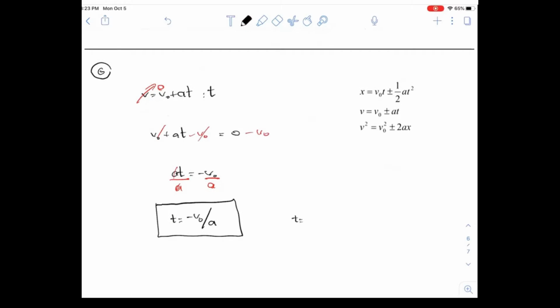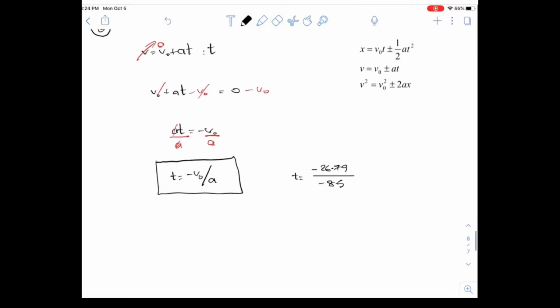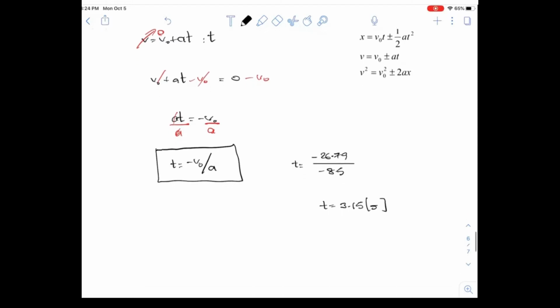All right, then now the numbers. Initial speed is 26.79. And acceleration is still negative 8.5. All right, so what do we get in terms of time? Okay, so Jack, give yourself 5 points for that one. It's going to take about 3 seconds. All right, so this is going to be about 3 seconds. Okay.